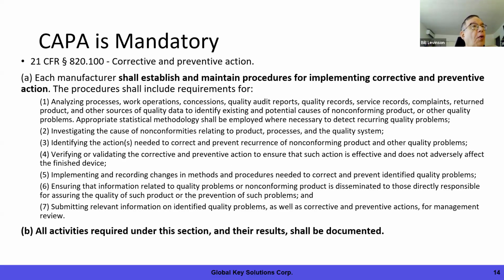CAPA is mandatory. This is from the Code of Federal Regulations. It says manufacturers shall establish and maintain procedures for implementing corrective and preventive action, and the rest of the details are available on their website. It also says the activities and their results shall be documented. There's a saying that if it isn't written down, it didn't happen. So you have to document the activities. Next slide.